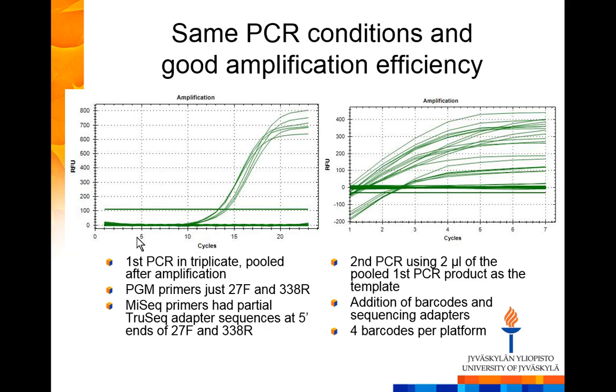In the second PCR, if you do this two-step PCR protocol, that is where you add your sequencing adapters and barcodes. That I did using the pooled product of the first PCR as template, and 4 barcodes per platform. By the way, one really convenient and nice thing is to use qPCR master mix, especially in the amplification of the first template, in the first PCR.